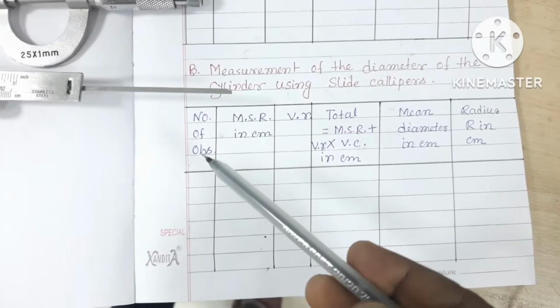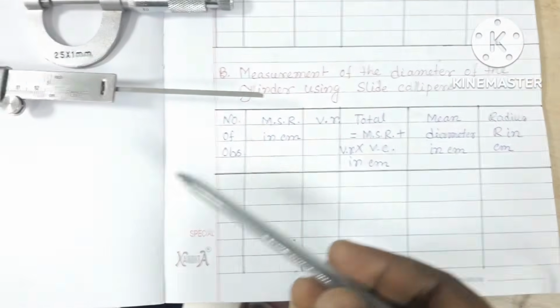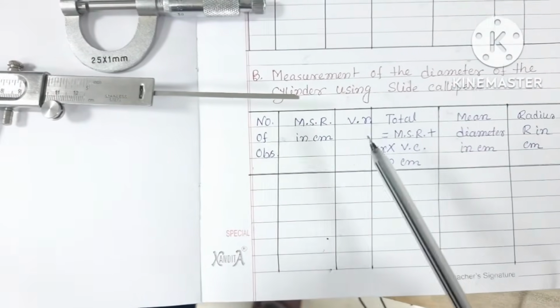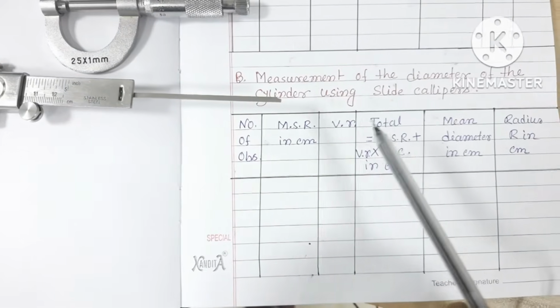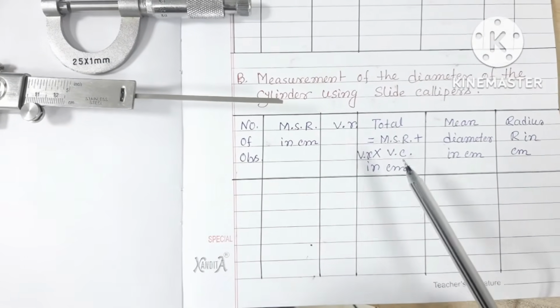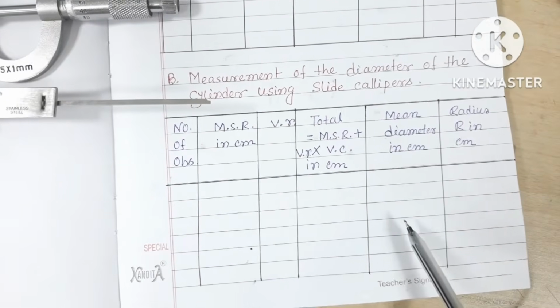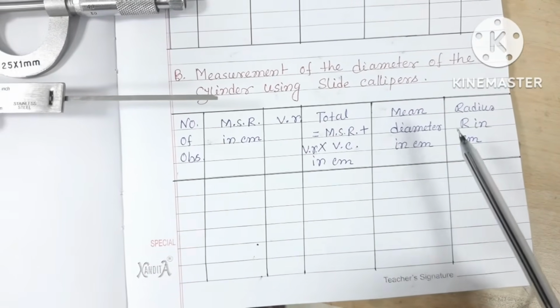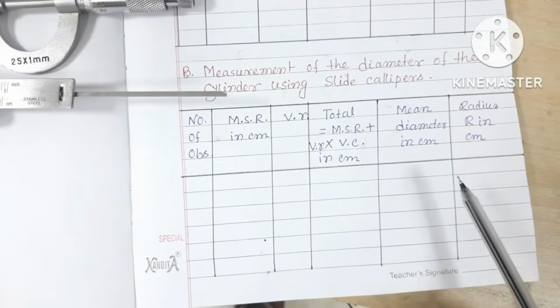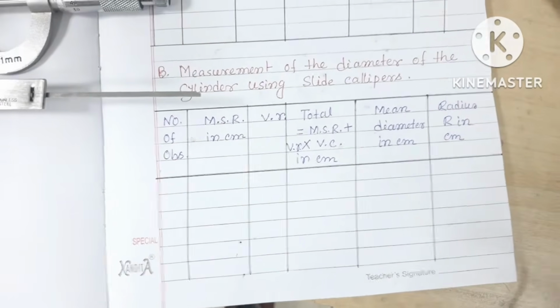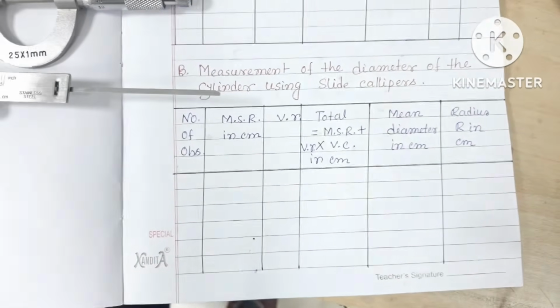That means the diameter at 3 different positions, with the main scale reading of the slide calipers and the vernier reading, and you must know how to calculate the vernier constant. Then you can find the total diameter. Then from there you will find the mean diameter, and from there the mean radius also, and you will get the radius of the cylinder.